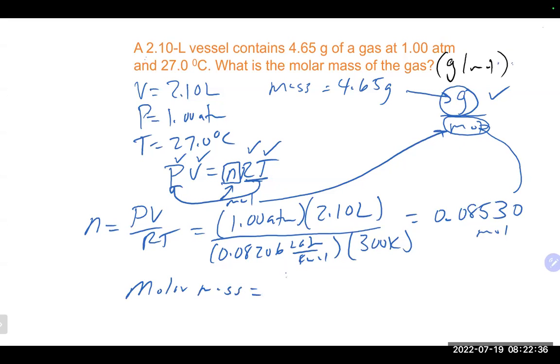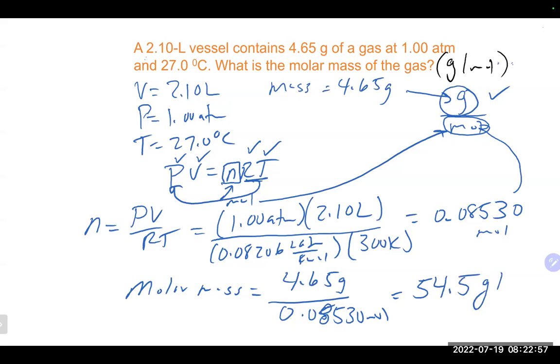And that would be our grams, which was given to us, 4.65, divided by our moles. And if we take 4.65 divided by 0.08530, that's going to give us something like 54.5. Again, the units do not cancel, so we end up with grams per mole, which is a molar mass.